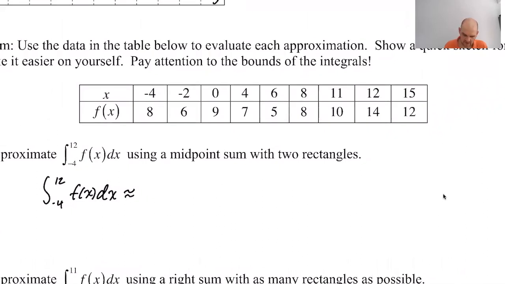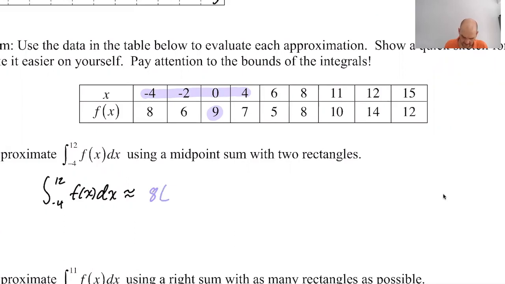Okay. So first thing we're going to do, I'm going to try to highlight the first time. We're going to go from here to here. And then the midpoint is -4 plus 4 is 0, divided by 2 is 0. So the height will be this, right? So the first thing that we're going to do is 8.